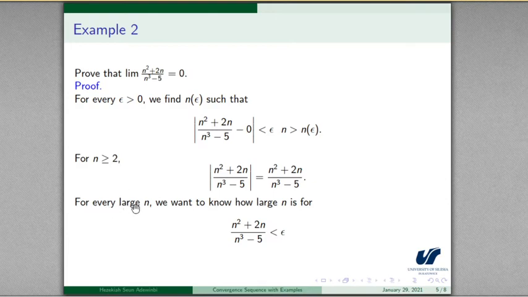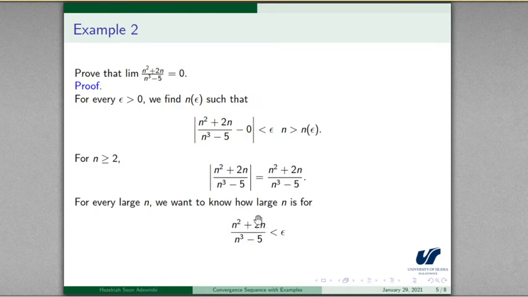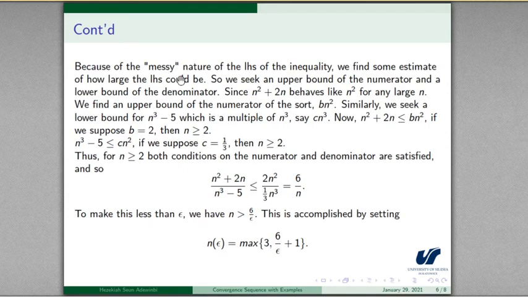Then for every large n, we want to know how large n is for this to be less than epsilon, because by our definition, this is what we are looking for. We want to see how small this will be, and we must be able to find N of epsilon that satisfies this condition. So because of the mess, what do we mean by the mess? We have n squared plus 2n here, and we have n cubed minus 5 here. So we have to find a way to simplify it further.